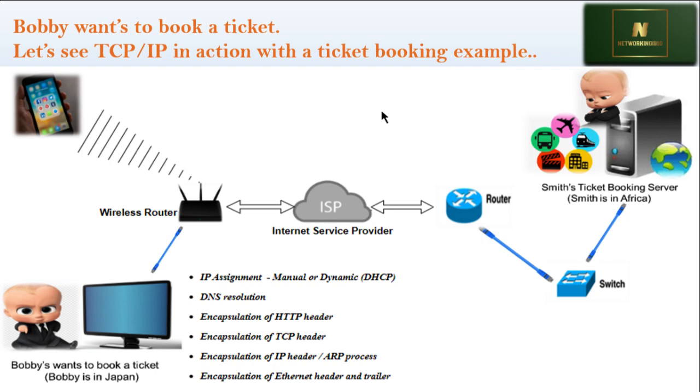Since this was an HTTP GET method, which was requested by Bobby's machine, the ticket web page content will be returned as part of the 200 OK response of HTTP. This 200 OK response data will travel down the same path through which it arrived. Once the 200 OK response content is received on Bobby's machine, he can view the ticket booking web page. Bobby can then enter the booking details and confirm the booking.